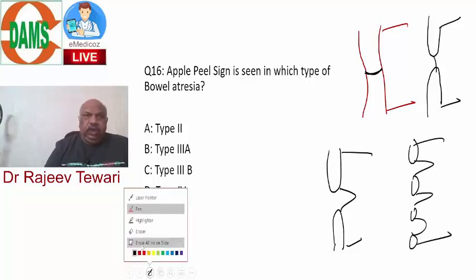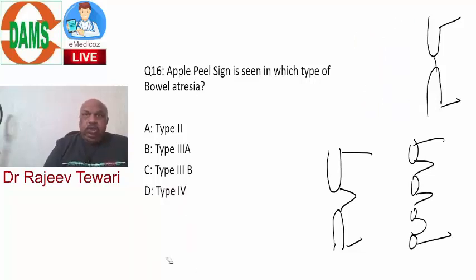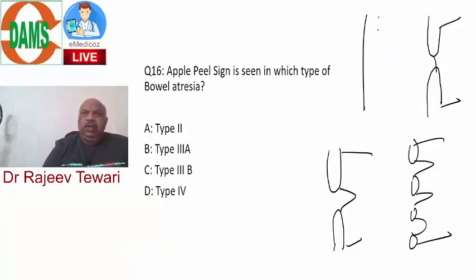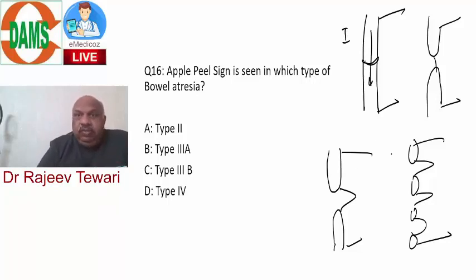I will draw the one again, it's not very good. So type 1 is just no gap in wall, no gap in mesentery, inside your membrane kind of thing. So type 1 is caused by improper canalization where you have membrane, while 2, 3, 4 are caused by ischemia of the bowel in fetus.